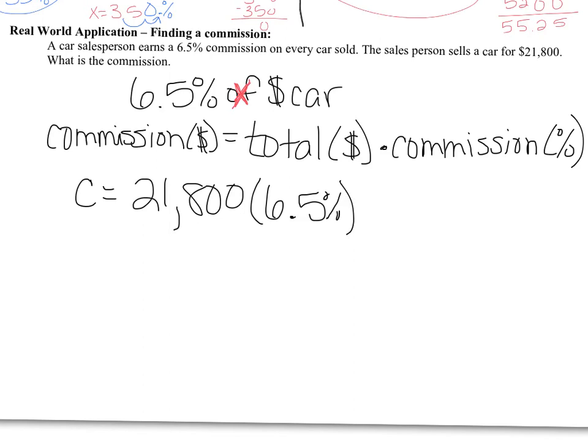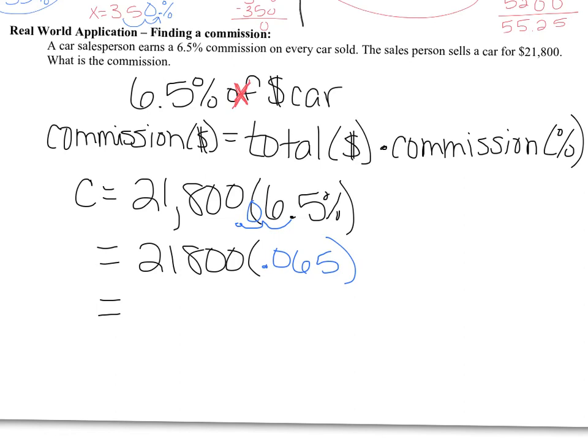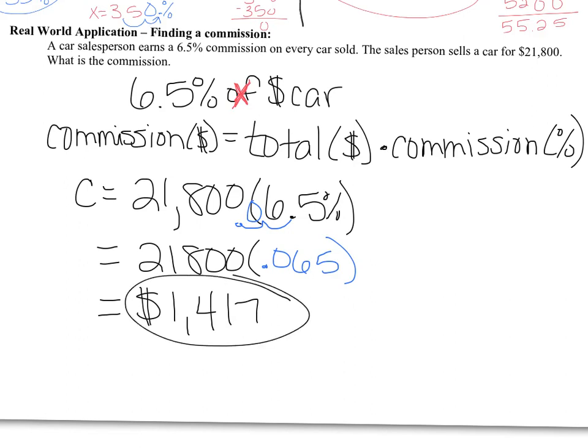Now if you think back to what we talked about the other day, we don't usually multiply with percents. So we want to change that percent into a decimal. For 6 5/10%, I'm going to move it 2 places to the left, and I get 65 thousandths. And when you multiply those two amounts together, you end up with $1,417. So that's how much he earns if he sells a $21,800 car.